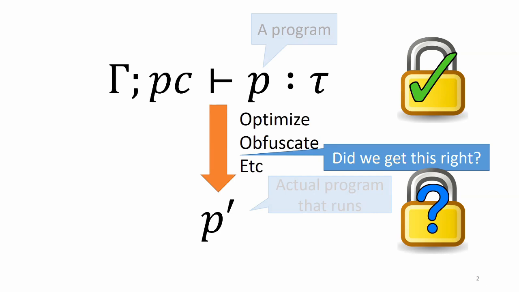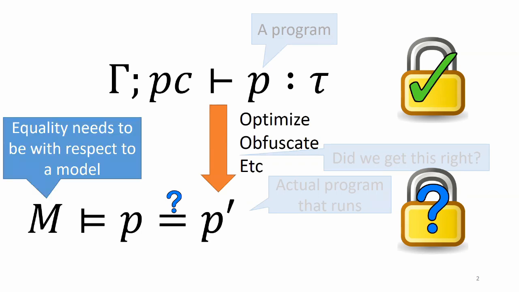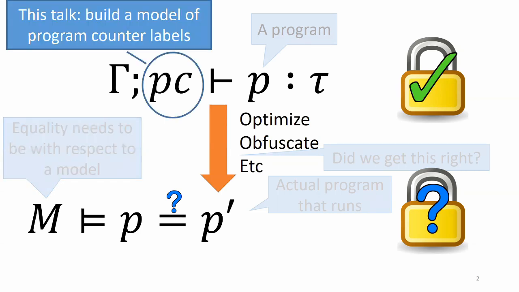It turns out it's often easier to actually ask the question, is the program that I got out of that transformation the same as the program I put in? Now, clearly, I don't mean syntactic equality. If we did syntactic equality, we wouldn't have done a syntactic program transformation, but semantic equality of some sort. And that means that our semantic equality needs to be with respect to some model. In this talk, we're going to be looking at how we build models of information flow control type systems, and in particular, at how the program counter is treated in such models.